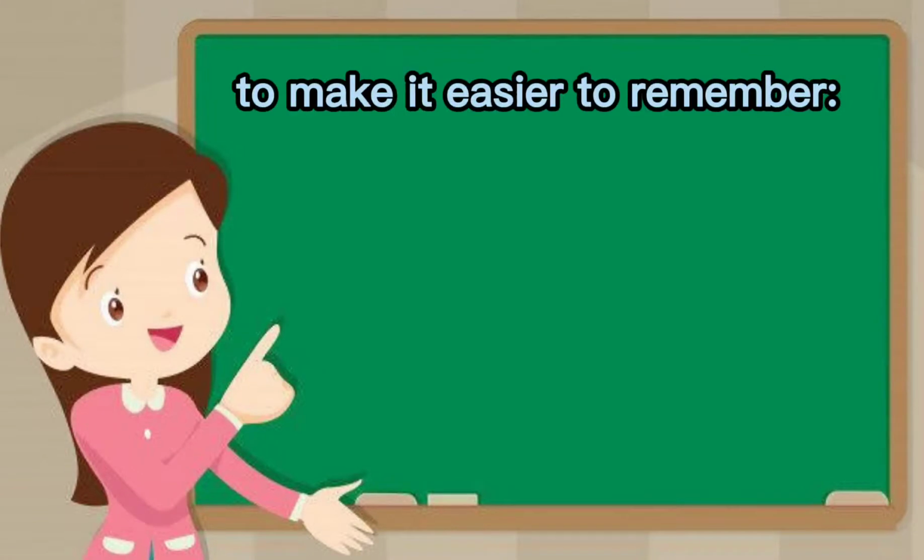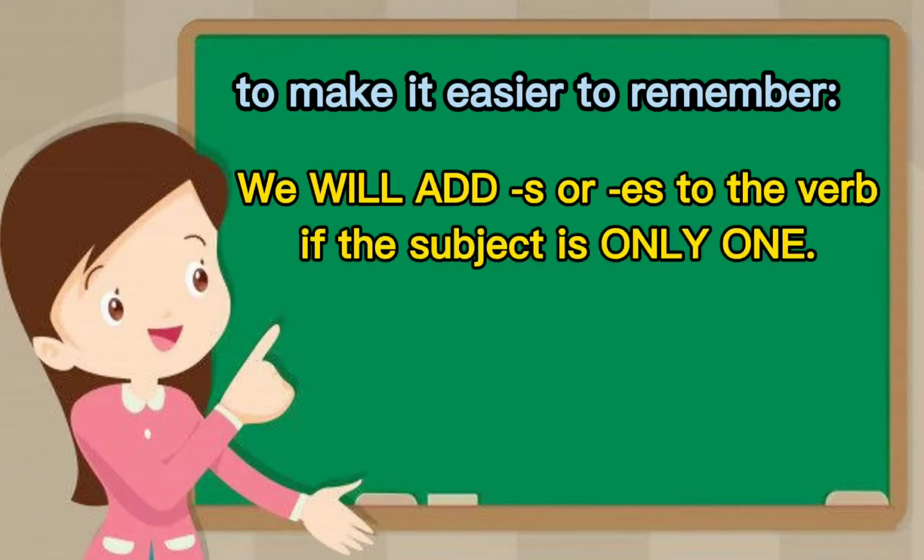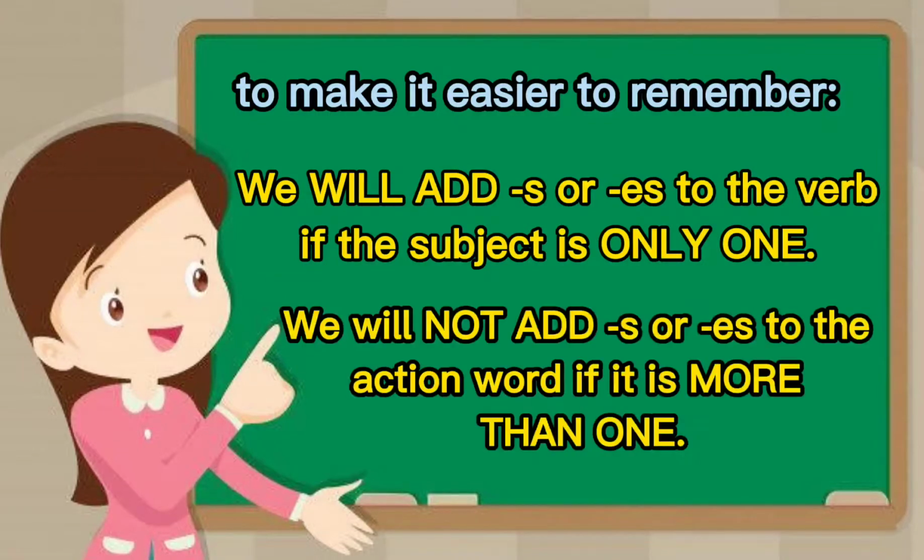To make it easier to remember, we will add s or es to the verb if the subject is only one. We will not add s or es to the action word if it is more than one.